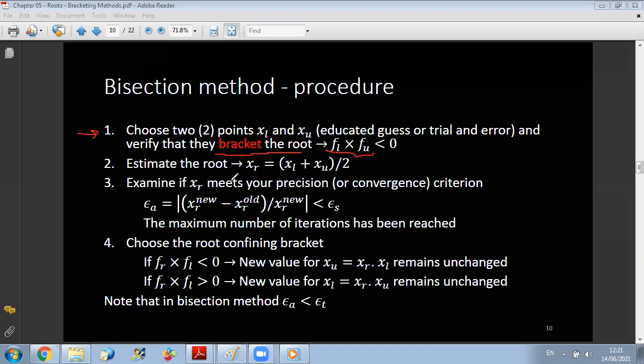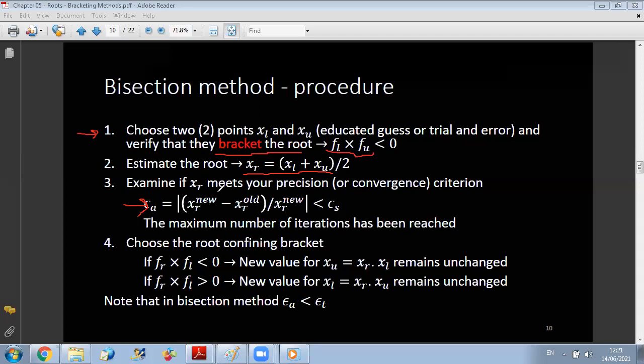Now you start with an estimate of the root. So you estimate the root as x root equals x lower plus x upper over 2, just at the middle. So in the case of the bisection method, you take it just at the middle. And now, once you find x root, you must compare with the previous iteration. So you will calculate the approximate error to see if your criterion is satisfied or not.